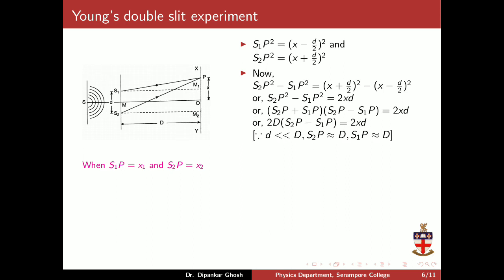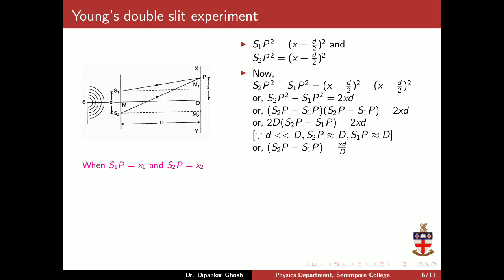Now here is one assumption. S2P and S1P both have been taken to be equal to capital D. Why is that? Because small d is very, very less than capital D. Hence, to a good level of approximation, we can consider S2P and S1P both equal to capital D. So if we do that, we get 2D into (S2P minus S1P) is equal to 2xd. So finally, we have S2P minus S1P, that is the path difference, x2 minus x1, is equal to small x small d by capital D.